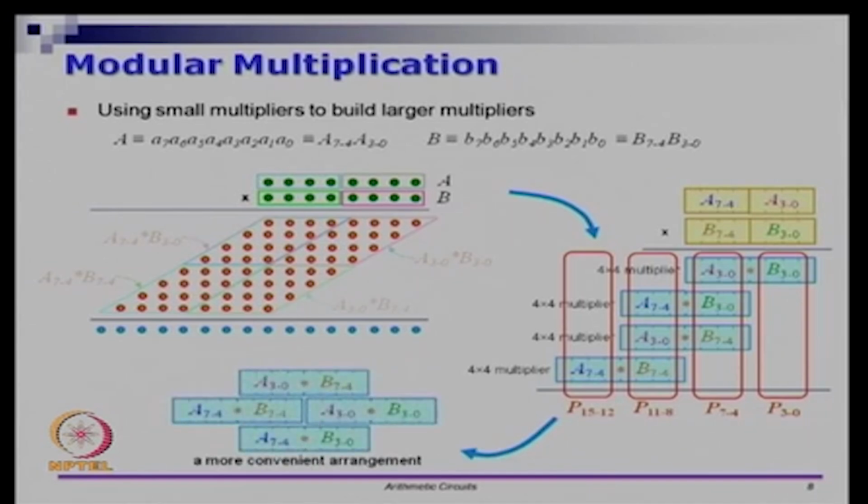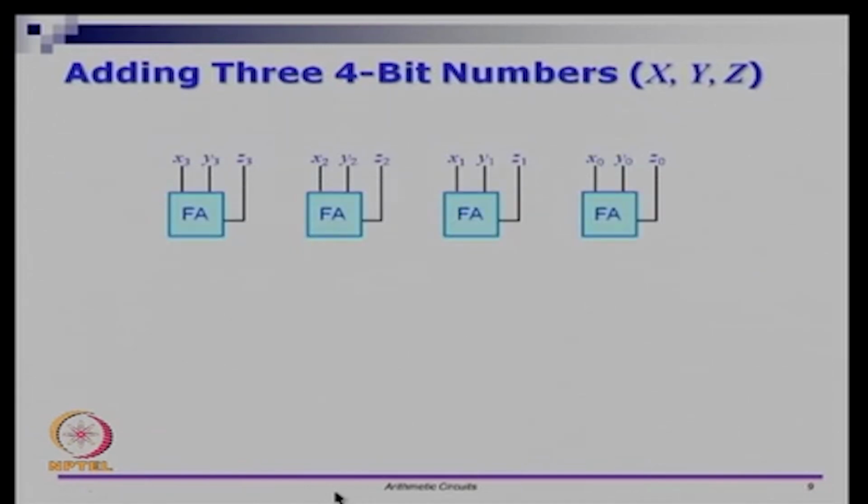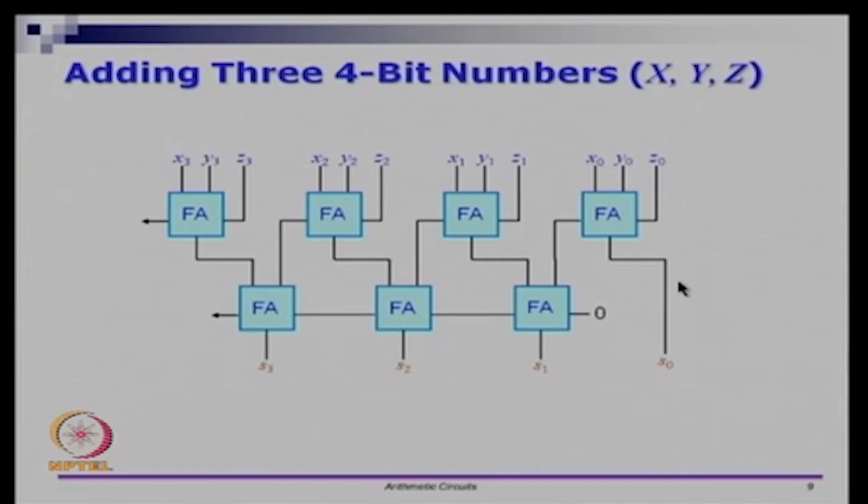So essentially, we can conveniently do this as: first do A30 and B74, then do these two together and then these together, and add them together. So adding 3 numbers can be done like this. If I have numbers, let's say x, y, z, and each of them is a 4-bit number, and I want to add these 3 numbers together, then you take the full adder, and instead of giving the carry here, give the z's, z3, z2, z1 and z0. That will give you sums and carries, right? There is a sum and a carry, a sum and a carry, and so on.